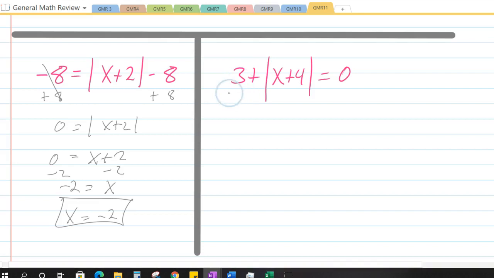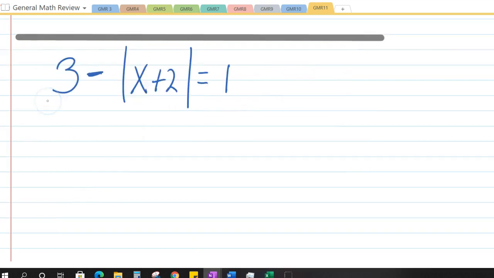Moving on. I get rid of the 3. Subtract 3 from the other side. That cancels out. Now the absolute value of x plus 4 is equal to negative 3. Now the next step would be to create two equations. However, can an absolute value ever equal a negative? And the answer is no, it can't. We're finished right here. We isolate the absolute value, it equals negative. No solution.